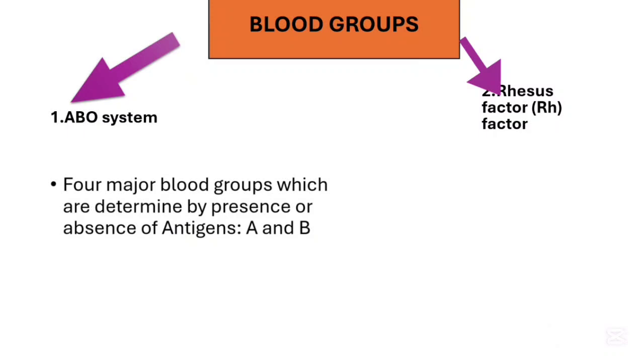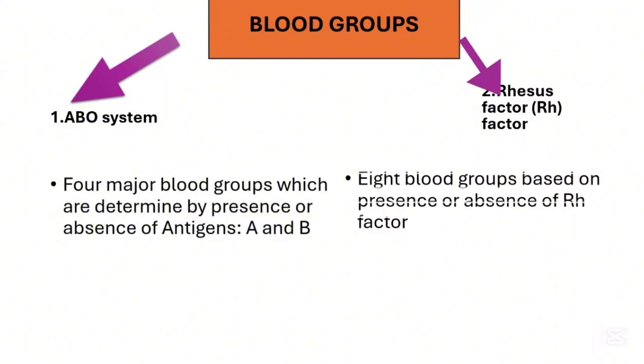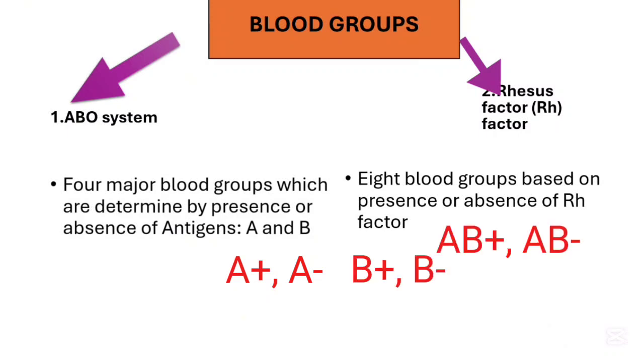Another one is rhesus factor, also known as RH factor. According to the rhesus factor, there are 8 blood groups based on presence or absence of RH factor. Based on the ABO system, we have 4 major blood groups: A, B, AB and O. And according to the RH factor, we have 8 blood groups: A positive, A negative, B positive, B negative, AB positive, AB negative, O positive, O negative.